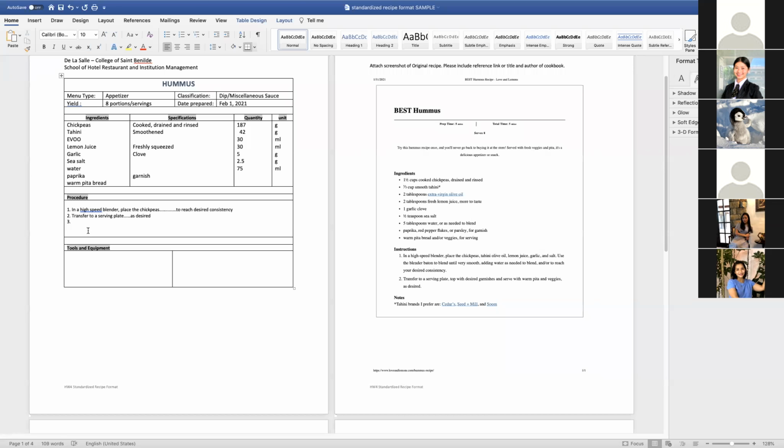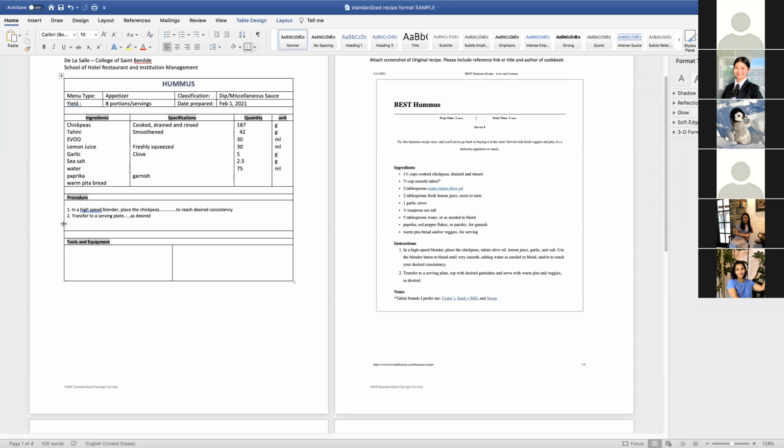Okay. Now there's a note there. If the recipe also calls for that, you could put a same asterisk there. Tahini brand preferred is Cedars, for example. Okay, we could put that there.